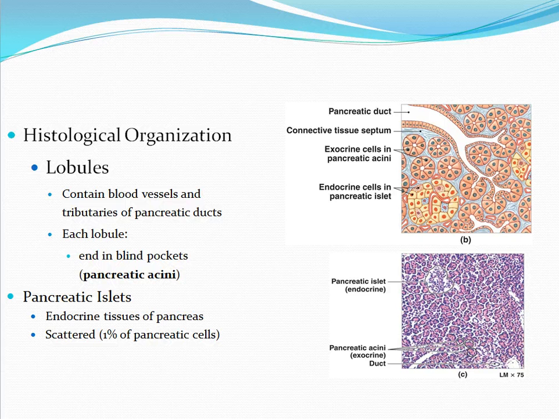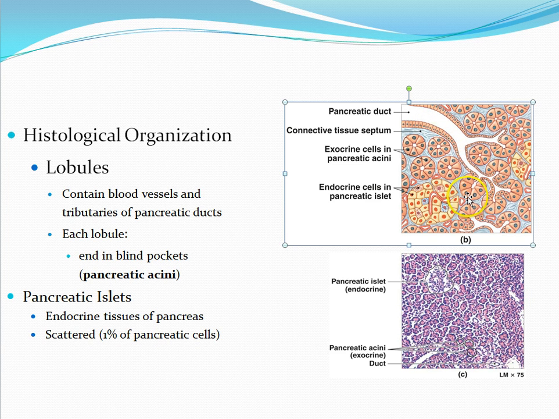When you look at a histological slide of the pancreas, you will notice two distinct types of cells. The majority of the cells in the pancreas are arranged as lobules. Each lobule consists of blood vessels and tributaries of pancreatic ducts. Each of these lobules will then end in a blind pocket known as a pancreatic acinus. Here in this top picture, we see the pancreatic duct coming down into its tributaries and then ending in these little blind pockets called the acini.